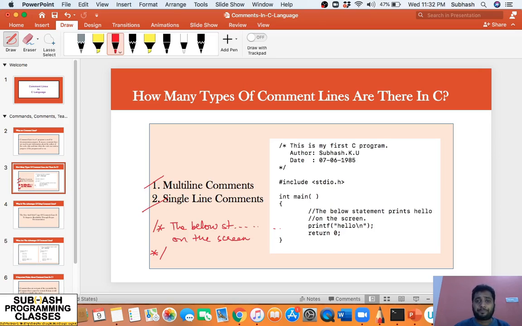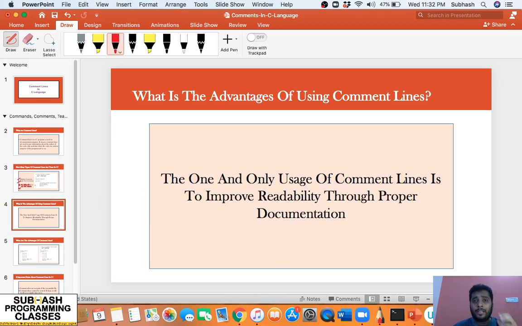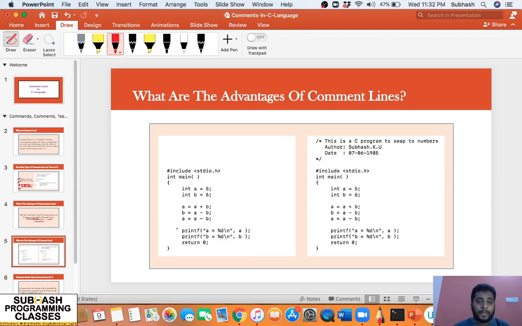Right. Now, what is the main advantage of using comment lines? The one and only advantage, or the one and only usage, of comment lines is to improve readability through proper documentation. Let me explain this with an example. In this slide, I have given you two versions of the same program. The one on the left hand side does not maintain proper documentation, whereas the same program on the right hand side has maintained proper documentation.